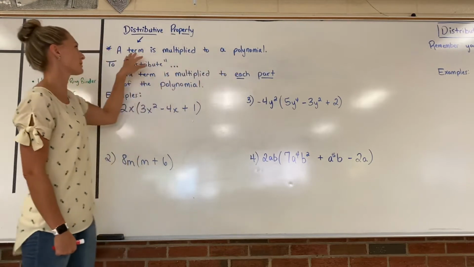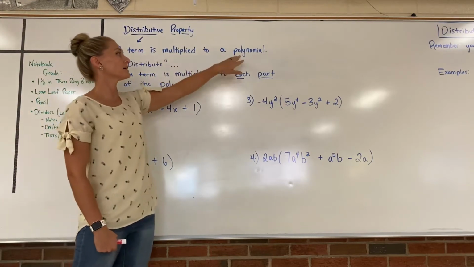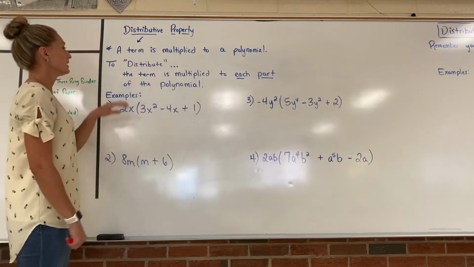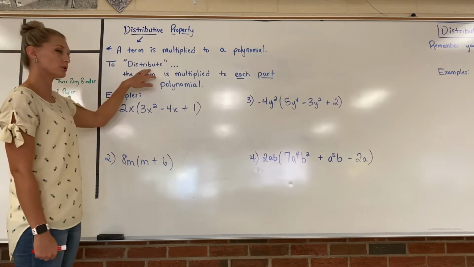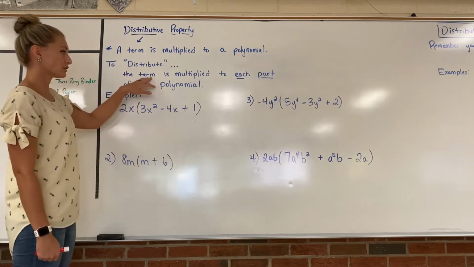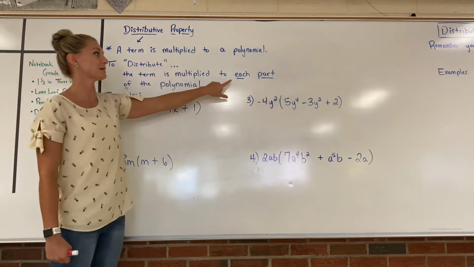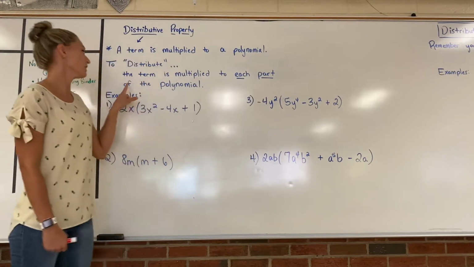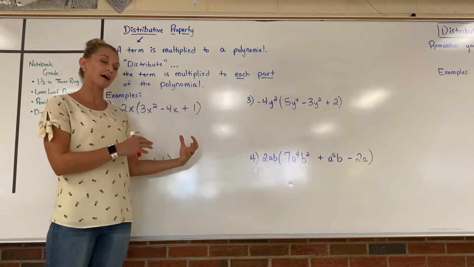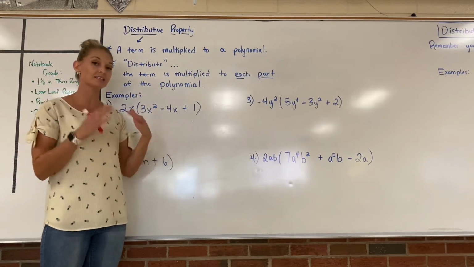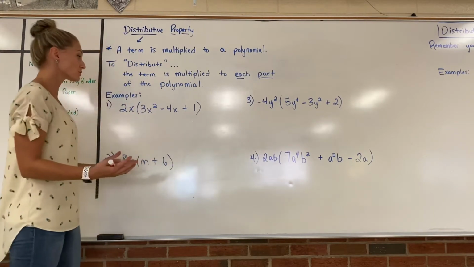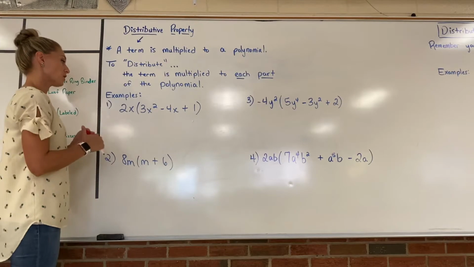Okay, so we've learned about what a term is, and we've learned what a polynomial is. And so now we're putting those together. So when you hear the word distribute, what does that mean? Well, that means you're going to take that term and multiply it times each part of the polynomial. So every single part that you have, for instance, in that parentheses, in that polynomial, you're going to multiply by that term, okay? So let's go ahead and get into the example so you can see how it works.